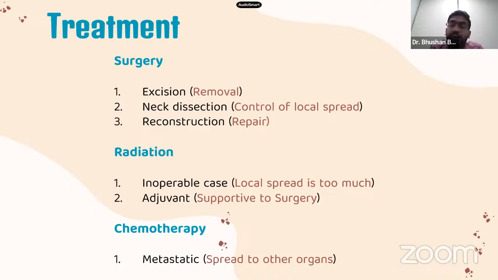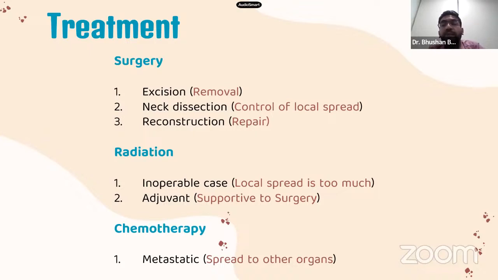Now the second part is radiation. If the tumor is so large that it cannot be removed, or so large that if we remove it, the patient will not be able to do his routine activities, we advise the patient to get radiation, in which the tumor is not removed, but high dose X-rays are used. To simplify, I'm just using the term X-ray, but there are beta rays, gamma rays, photons, and protons, which are used to kill or burn the cancer cells.